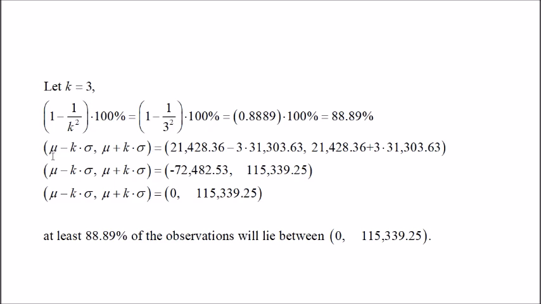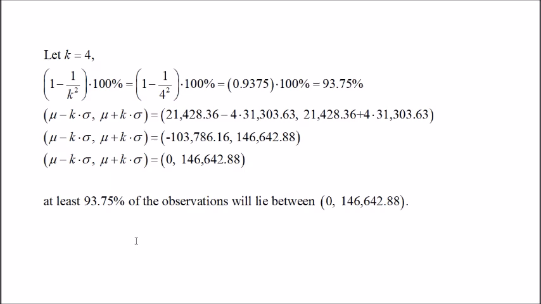And so for this interval, this is the population mean once again, and this time k is 3. So we have 3 times the standard deviation, and here we have the mean plus 3 times the standard deviation. Simplify this part, we get negative $72,482.53. Simplify this part, we have $115,339.25. Once again, for this set of data, GDP per capita, the smallest value has to be 0. It cannot be below 0. And so what Chebyshev's rule says once again is that at least 88.89% of the observations will lie inside this interval. Then I'll go back to Google Sheets and we'll check and see if this is true or not.